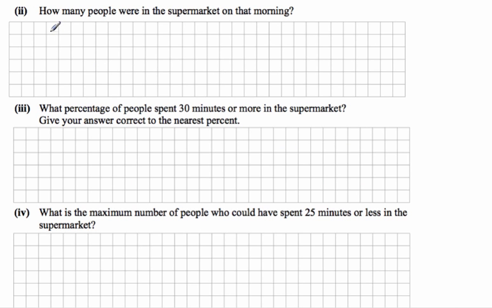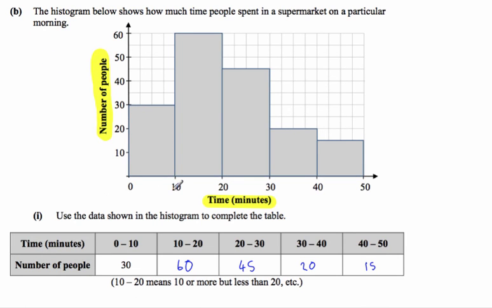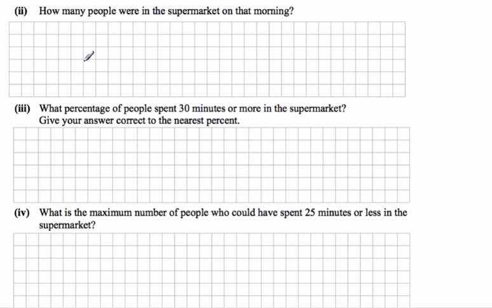Part 2, how many people were in the supermarket on that morning? So we have to add up all the people. 30 plus 60 plus 45 plus 20 plus 15. We add up all of those, we get 170. So that's how many people were there on the morning.